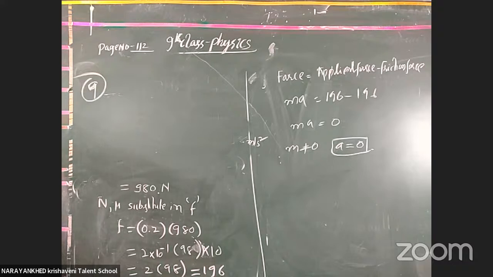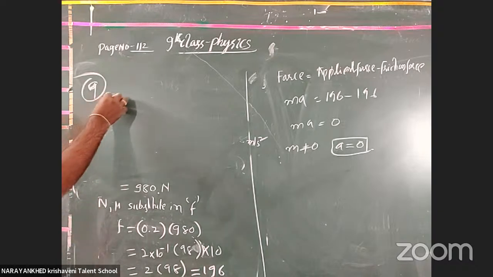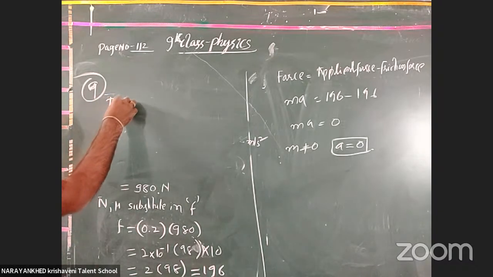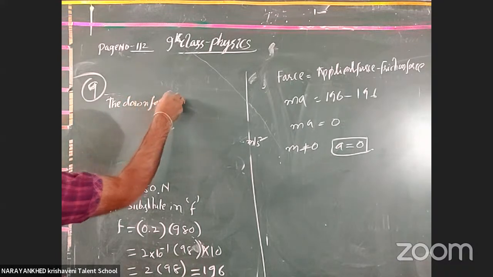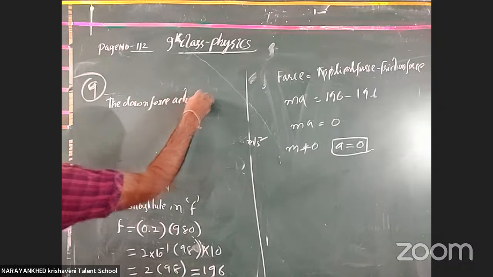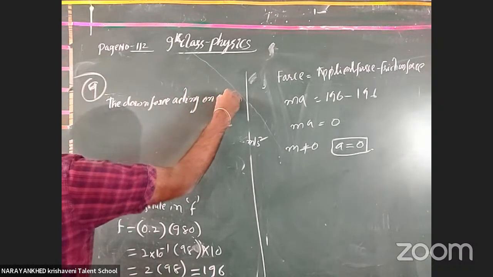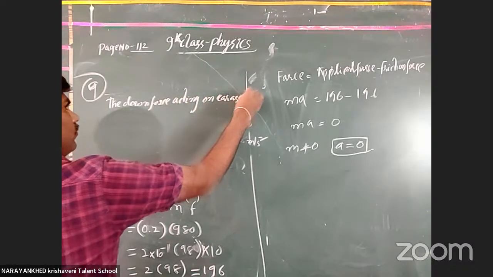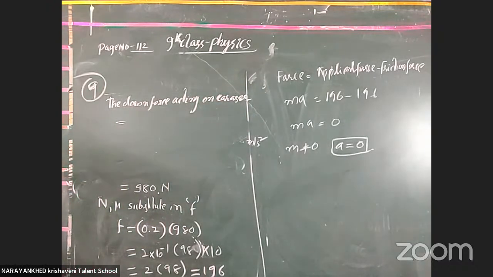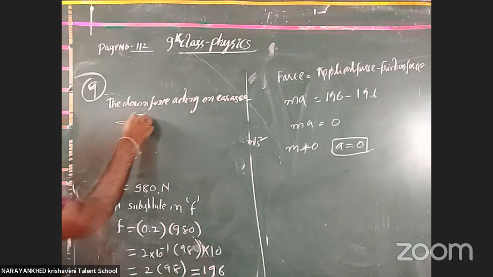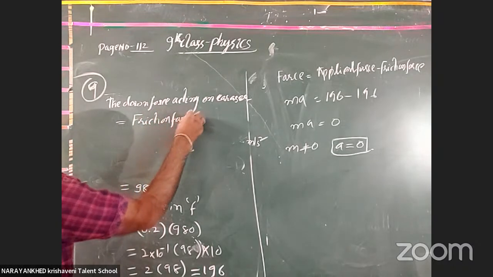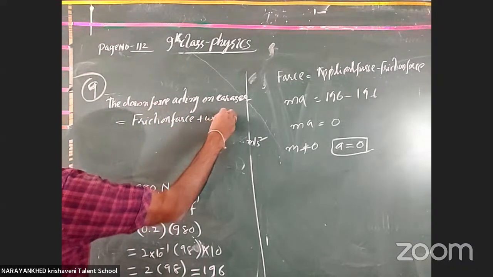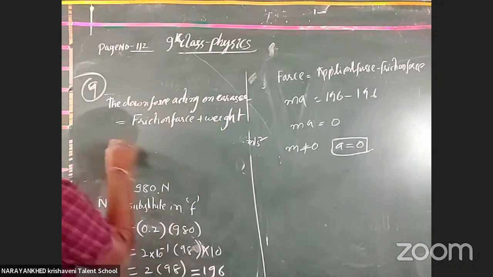Okay, we want to erase whatever is written on it. Yes, the downward force acting on the eraser is equal to frictional force plus weight. Yes. How to find out the frictional force?